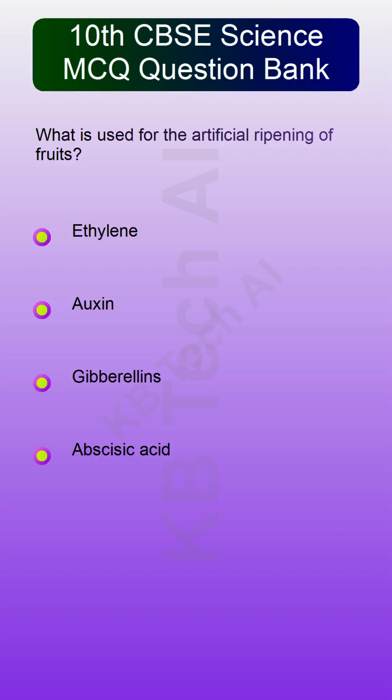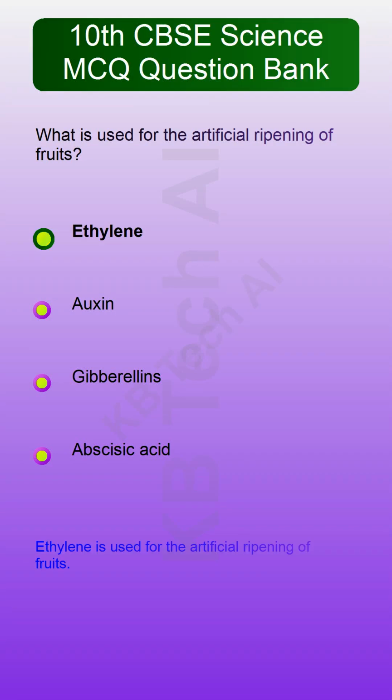What is used for the artificial ripening of fruits? Option 1, ethylene. Option 2, auxin. Option 3, gibberellins. Option 4, abscisic acid. The answer is Option 1, ethylene.